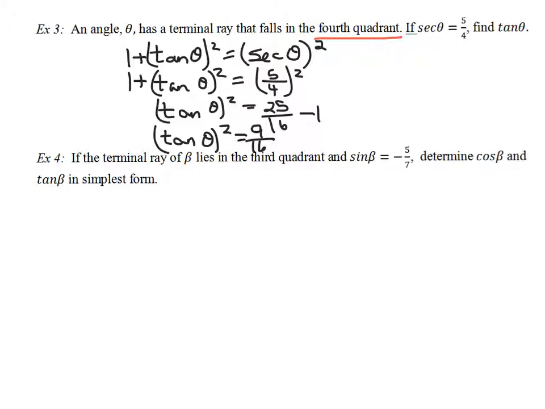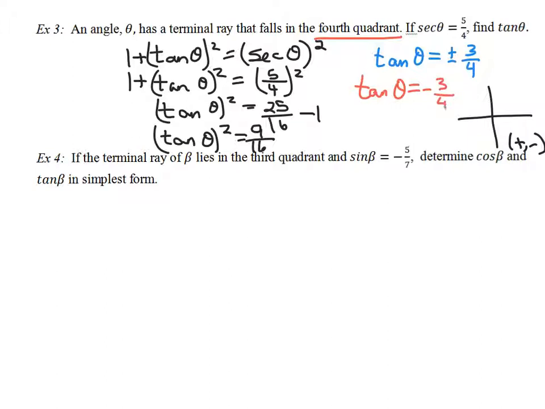Go ahead and take the square root on both sides of the equation. So in this case, I get that the tangent of theta would be equal to plus or minus, the square root of this is going to be 3/4. Now we've got to look at our quadrant. In the fourth quadrant, I know that my x-coordinate is positive while my y-coordinate is negative. And since tangent is y divided by x, I know that my tangent is going to be negative in that fourth quadrant. So the tangent of theta is going to be negative 3/4 for our answer.